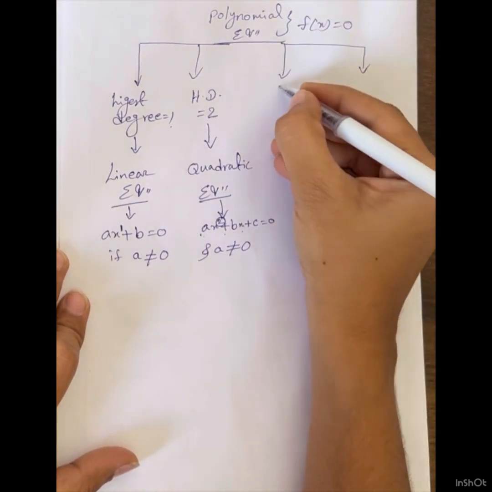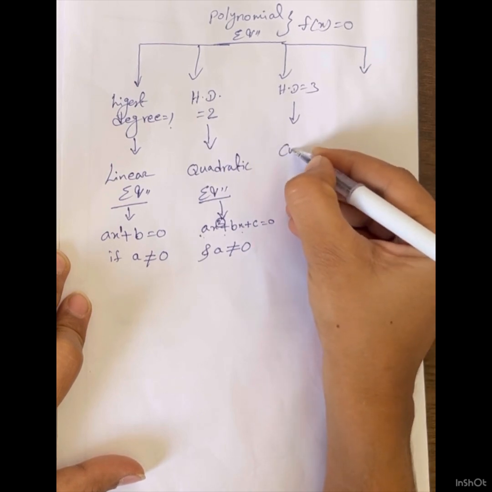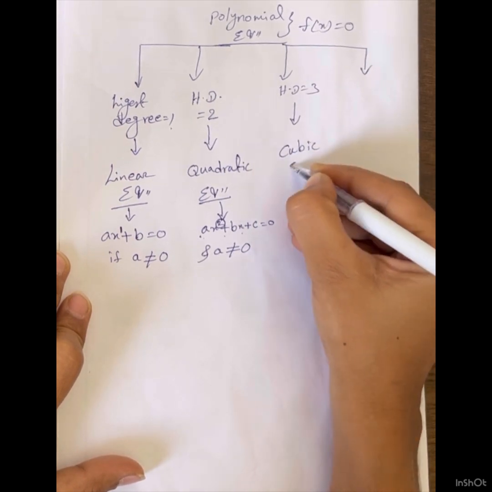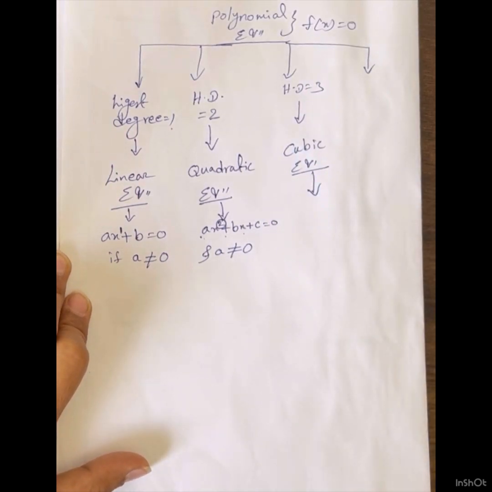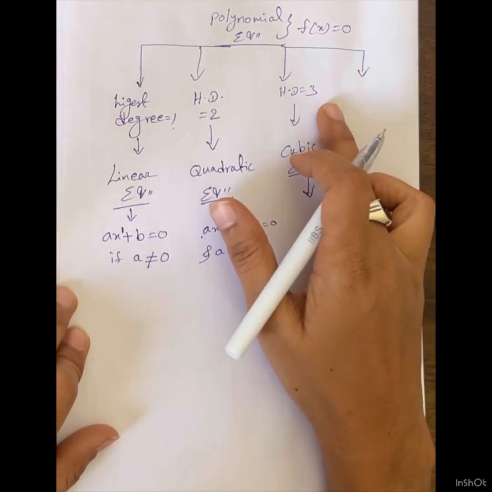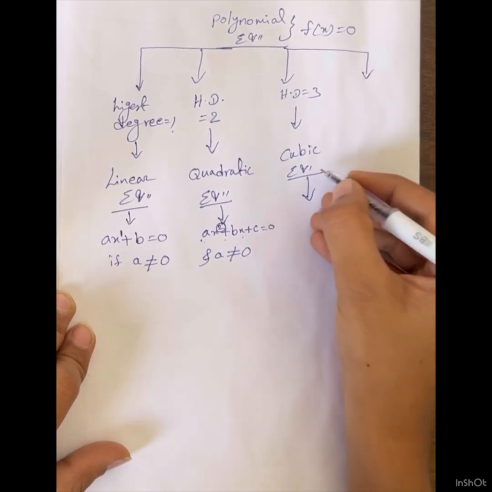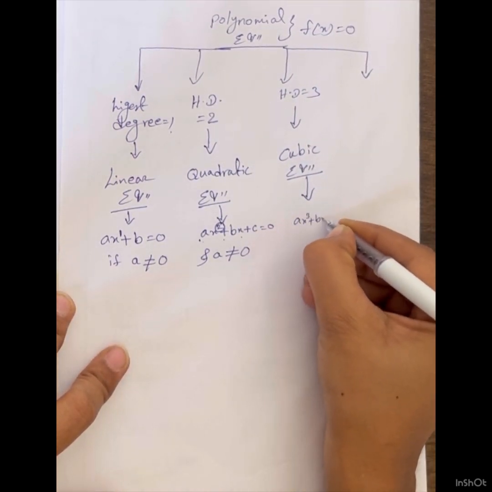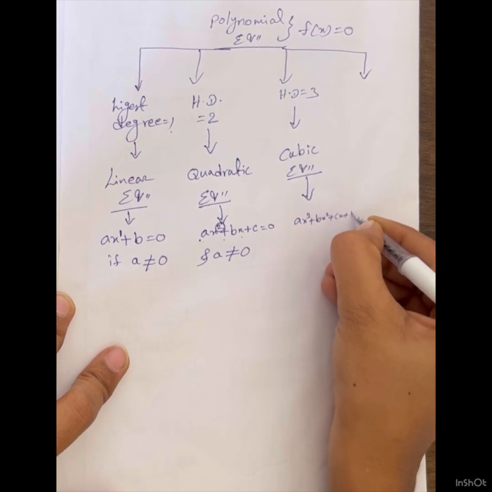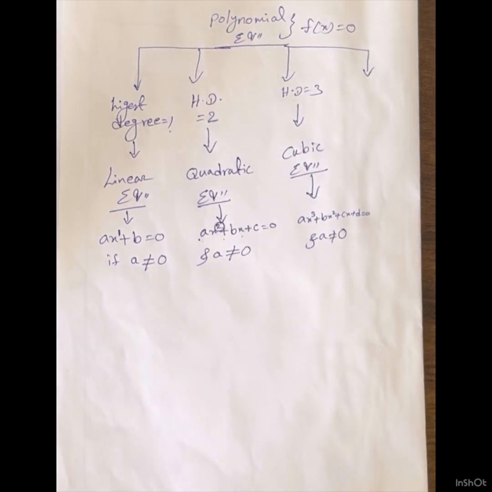And if the highest degree is equal to 3, this is the cubic equation. The general form of a cubic equation, where the highest degree is 3, is ax cube plus bx square plus cx plus d is equal to 0, and a must not equal 0. This is the general form of the cubic equation.